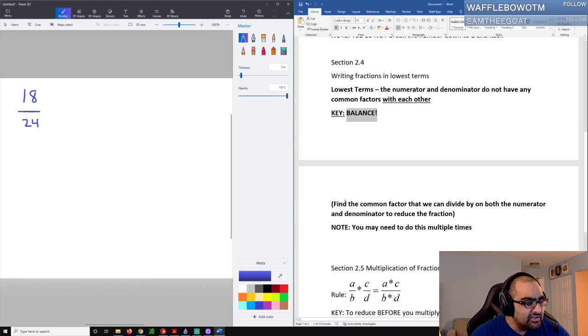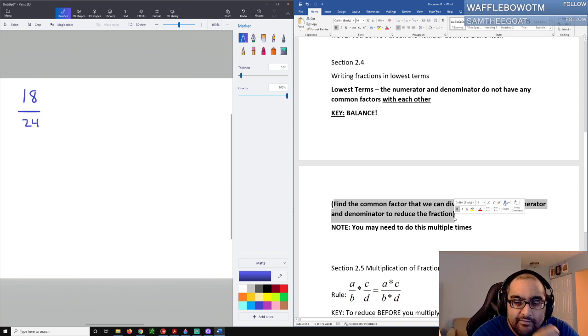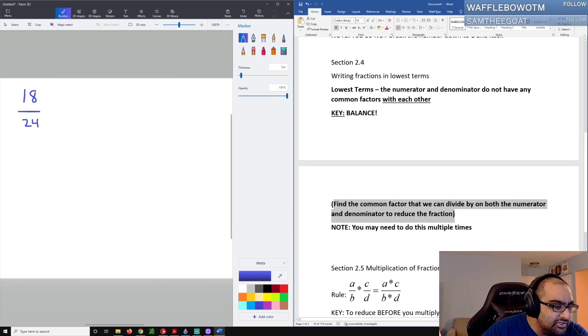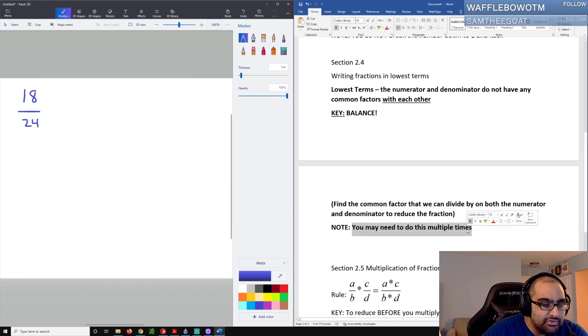So in a sense, what we're doing here is this. We're going to find the common factor that we can divide by on both the numerator and denominator to reduce the fraction. And again, you can't mix and match numbers. They have to be the same exact number. However, one thing to note is that you may need to do this multiple times. Maybe we reduce it down by one number, and maybe there's another number in common between the numerator and denominator that we can reduce down with. So it's certainly possible to have two or more steps.